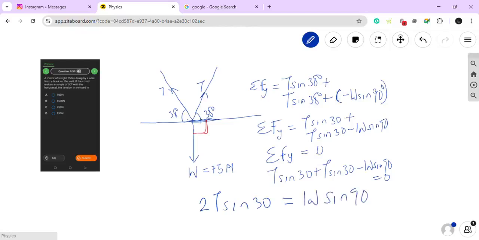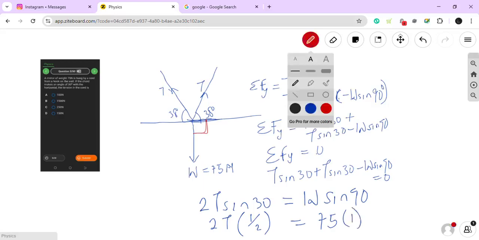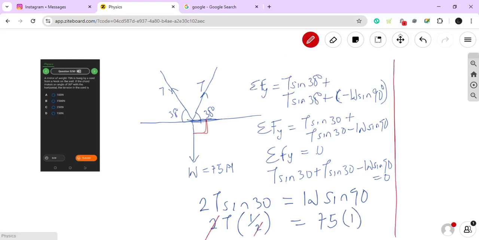So just try and do substitution. 2T into sine 30, which is 1 over 2, a special angle, 0.5. Our W here is given to be 75 Newton from the question, into sine 90, which is 1. So 2 can cancel 2, meaning T is equal to 75 Newton.